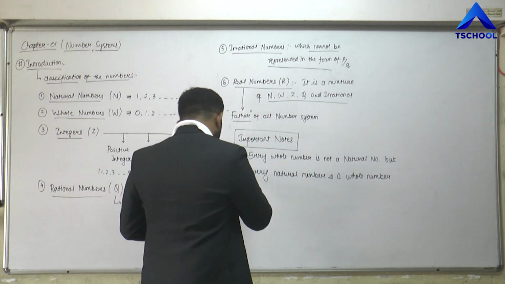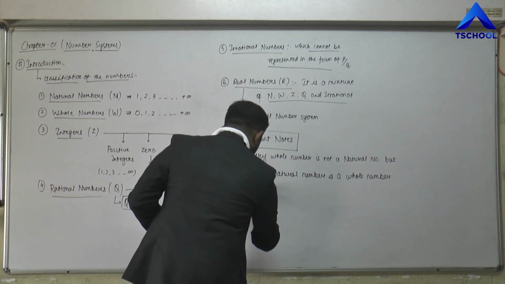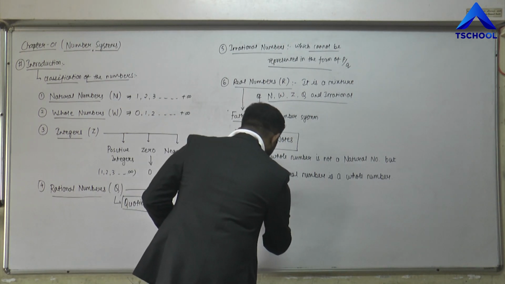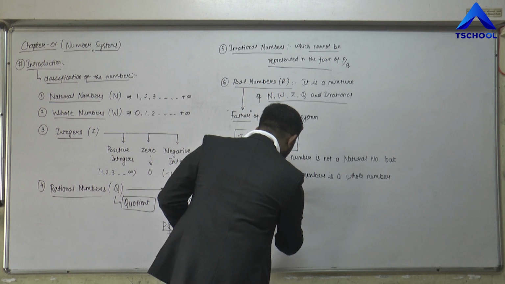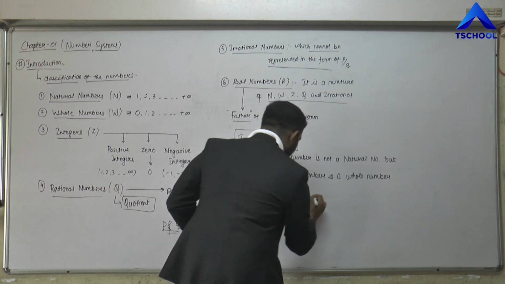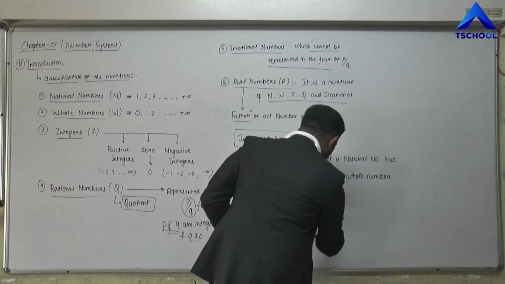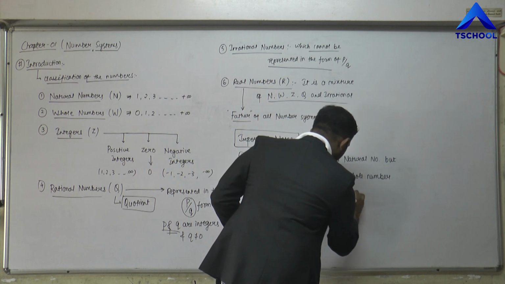Then the next, or the second point, is: every integer is a rational number.